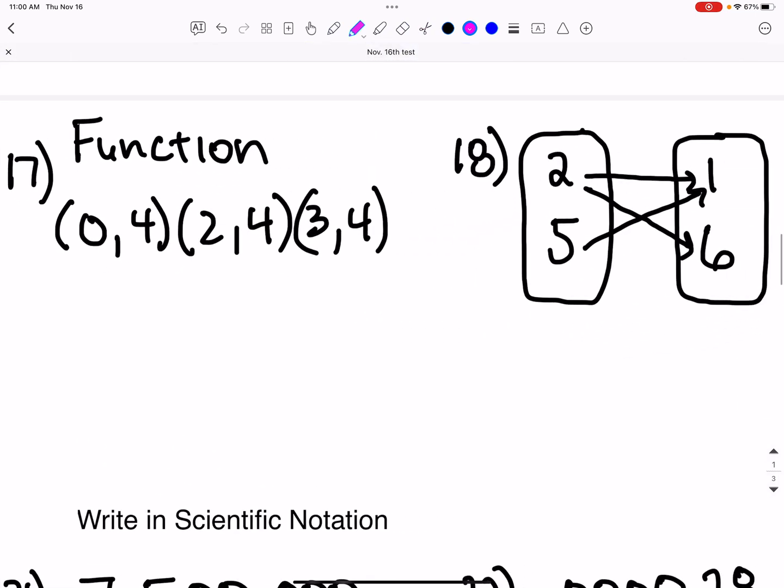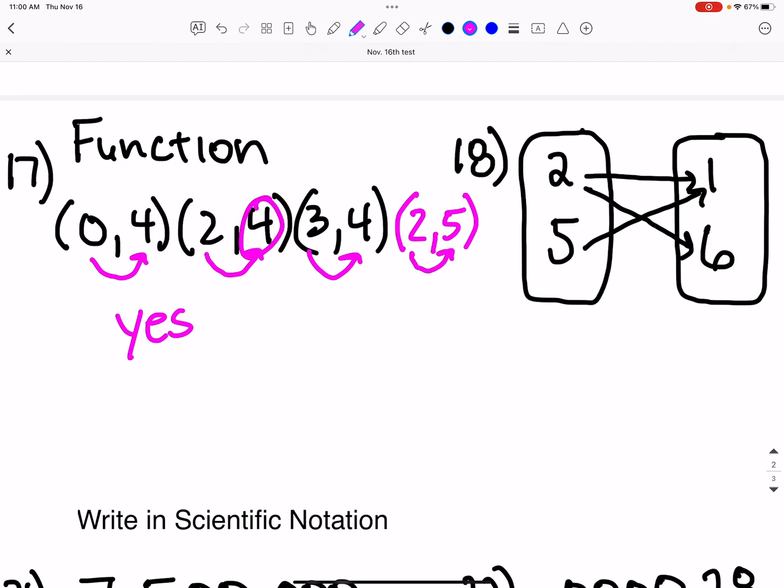Okay, function for 17, yes. If I hit button 0, I know what it does. If I hit button 2, I know what it does. If I hit button 3, I know what it does. I don't care that they do the same job. I just need to know if I hit a button, I know what it's going to do. If this was over here, that would not be a function, because what happens if I hit button 2? Is 4 going to happen or 5 going to happen? That would be illegal. As long as I know what happens when I hit the button, I'm good.